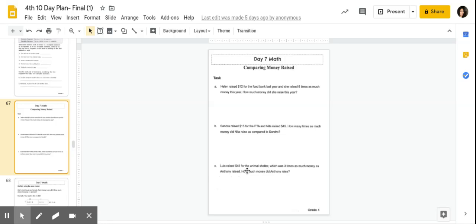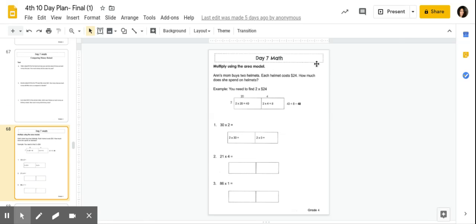So if they're not giving you the number, you need to do the opposite of times, which would be division. C, Lewis raised $45 for the animal shelter, which was 3 times as much money as Anthony raised. How much money did Anthony raise? So here they're telling you that he raised 3 times as much as Anthony, which means he raised more than Anthony. You're not going to multiply 3 times 45. You're going to divide so that you can figure out how much Anthony got.